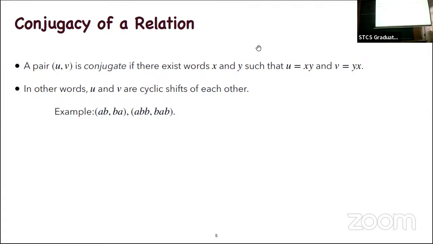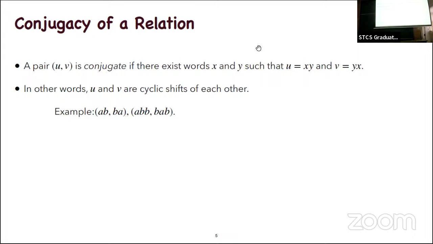Okay, so now what is conjugacy? A pair of words U, V is conjugate if there exist words X and Y such that U is equal to XY and V is equal to YX. So if I have two words, they are conjugate if I can cyclic shift one and get the other. So here, ABBA: X is A, Y is BB. So this is XY, this is YX.